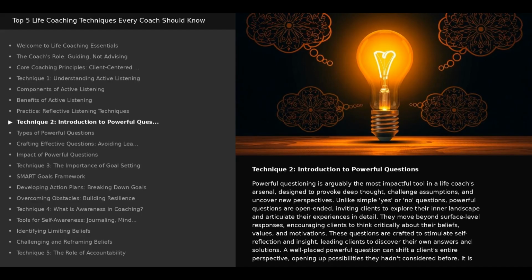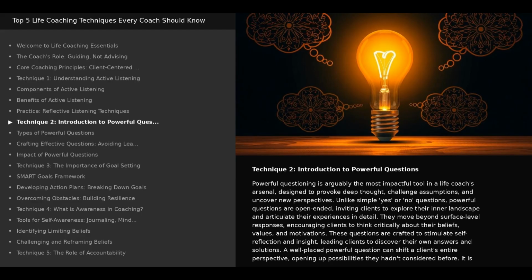They move beyond surface-level responses, encouraging clients to think critically about their beliefs, values, and motivations. These questions are crafted to stimulate self-reflection and insight, leading clients to discover their own answers and solutions. A well-placed, powerful question can shift a client's entire perspective, opening up possibilities they hadn't considered before.